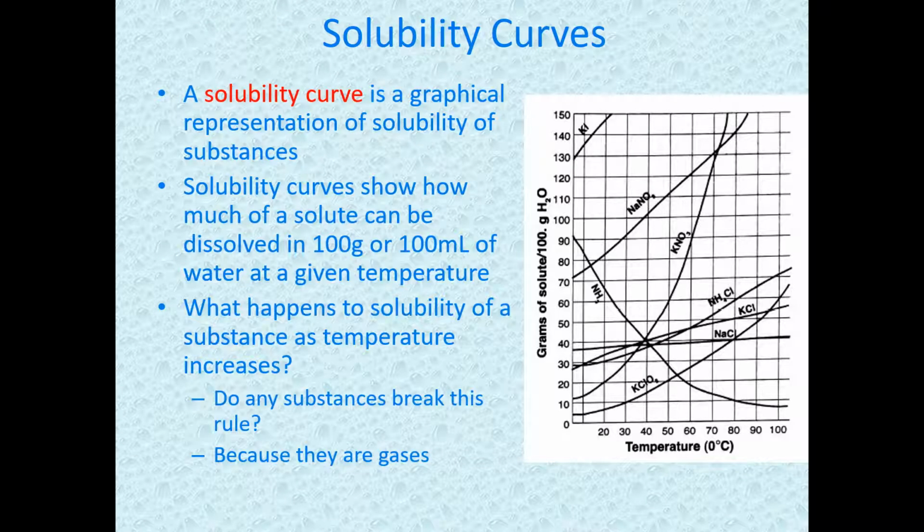What happens to solubility of substances as temperature increases? So as we move across our temperature down here, you can see for the most part, they are all able to dissolve more as our temperature increases, with the exception of ammonia here. As we increase the temperature, it no longer is able to do that. And that's because they're gases, and gases actually prefer for it to be cooler in order to dissolve.